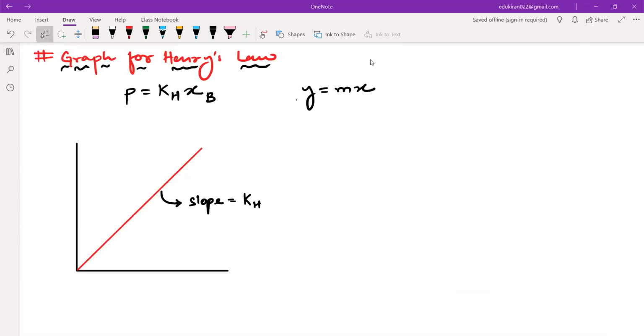Here we did not write the axes, we started talking. Here you will have pressure, and here you will be having chi-b. Also write the axis. Pressure will be on the y-axis and chi-b will be on the x-axis.